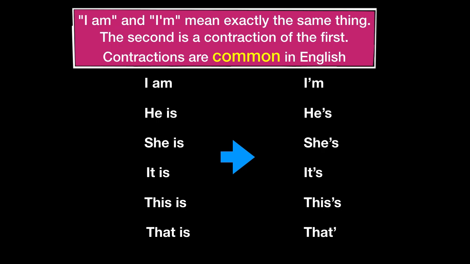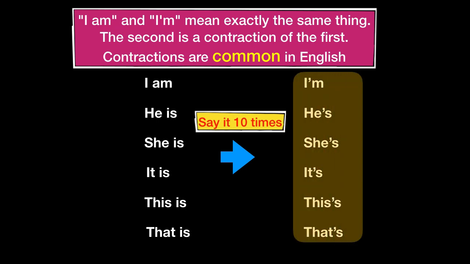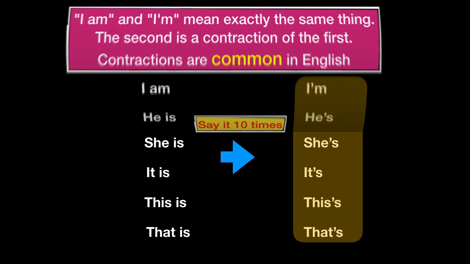This is. That is. Say it 10 times. You should say it 10 times. I am. He is, he's. She is, she's. It is, it's. This is, this's. That is, that's. Okay? Pause it and say it 10 times.